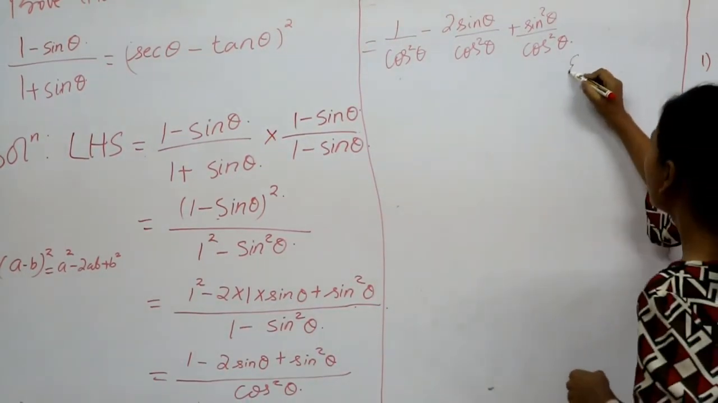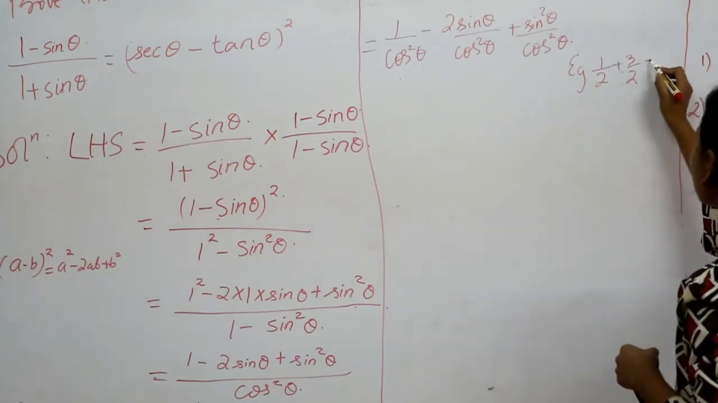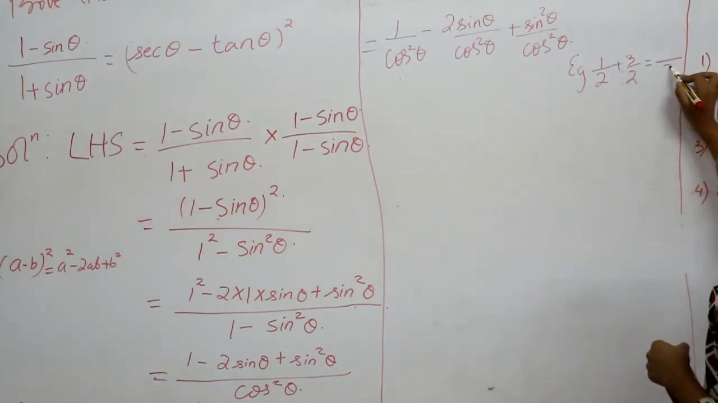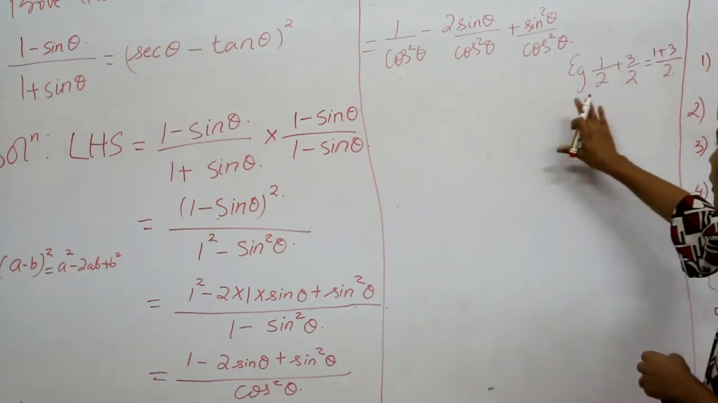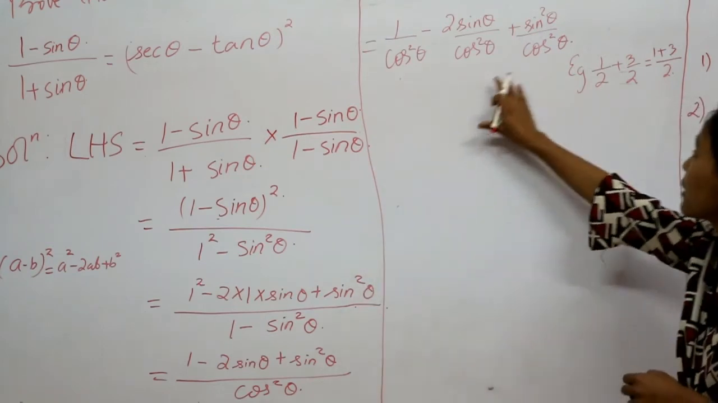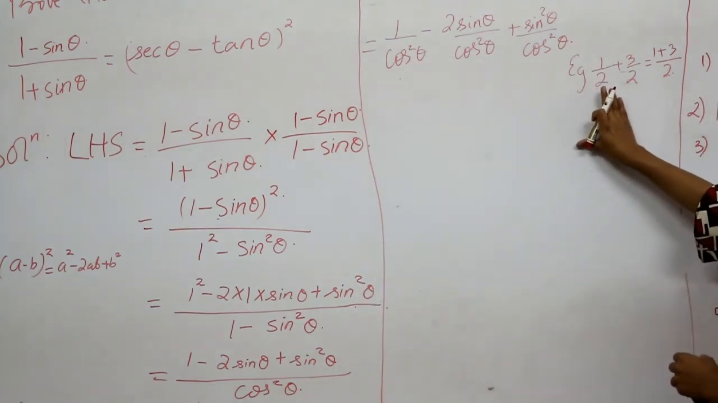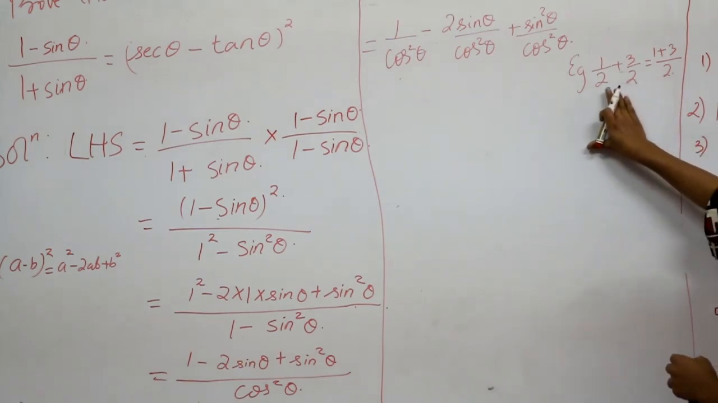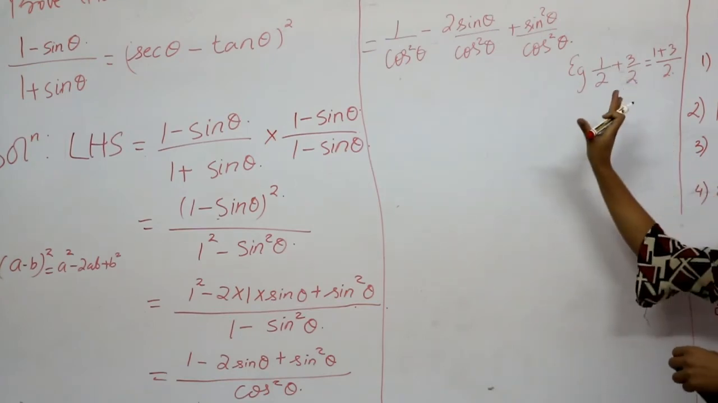Let's take an example. If I write half plus 3 by 2, what will we get? If we take LCM, we will get 2. Here we will get 1 plus 3. If you want to understand this one, you can check by this example also, you will understand. Okay, here the denominator is the same. Okay, we can split it 1 by 2 plus 3 by 2.